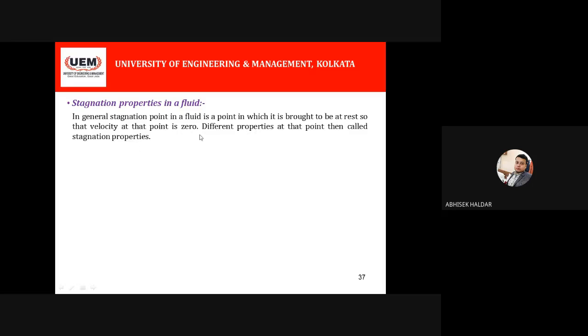And how do we denote these properties? There is a common way to denote them, basically with suffix zero. Whether we call it T suffix zero or T naught, H suffix zero or H naught, that is your enthalpy. So this suffix zero or naught is the notation of the stagnation properties.